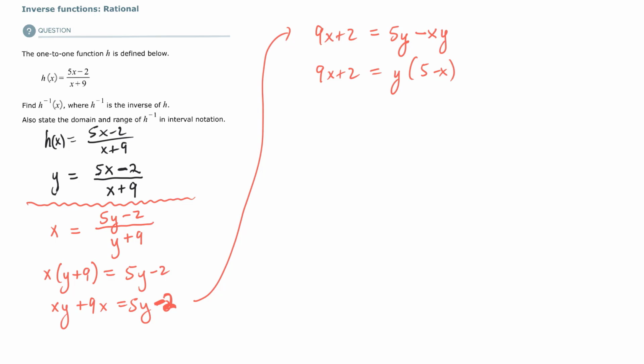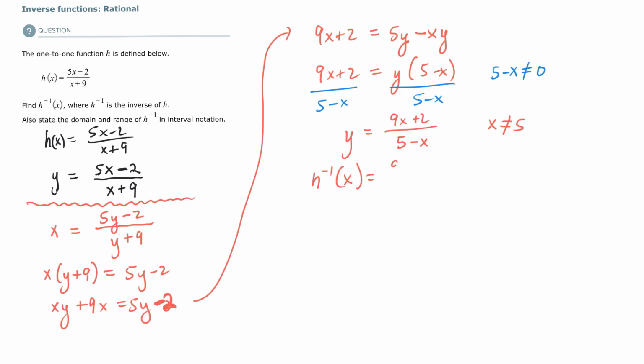Now here's an issue. We got to make sure 5 minus x is never 0. Now we could divide the entire sides by 5 minus x. And we get y is equal to 9x plus 2 over 5 minus x, where 5 minus x is not 0. That's another way of saying x is not equal to 5. We got to make sure we rename y. What are we going to rename y? We're going to rename y to be the inverse of h of x. We got to give back the function notation.